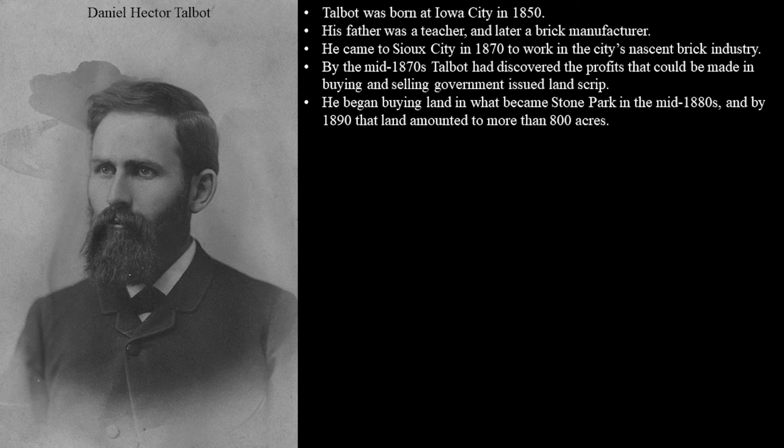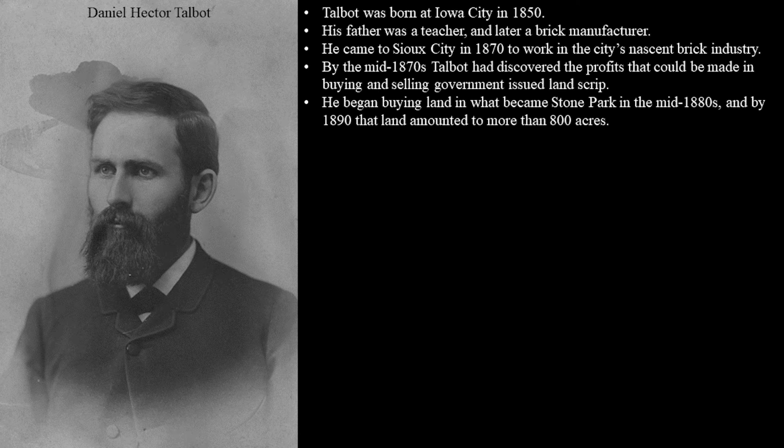While he was working in the brick industry, in the period right after the Civil War, he found out about opportunities to be had by selling what was called government land scrip. Land scrip was something the U.S. government had been issuing to war veterans since the Revolutionary War, because oftentimes the government didn't have the funds on hand to pay cash to war veterans. So they were given different types of promissory notes in lieu of payment, or they were given land scrip, and oftentimes it was title to land out in the West that hadn't been settled.